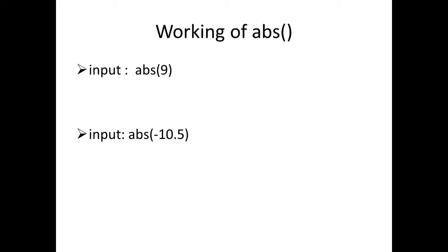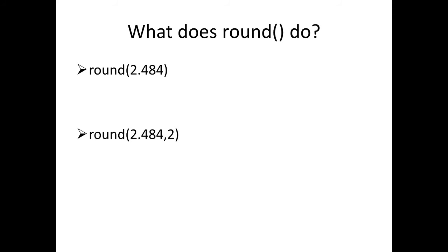Working of ABS. If we put ABS 9, then the output will be 9. If we input ABS of minus 10.5, then the output will be 10.5. What does the round function do? Round 2.484 will give us the integer which is nearest to 2.484, which is 2. Now 2.484 comma 2 will round the number to 2 decimal digits, which is 2.48.